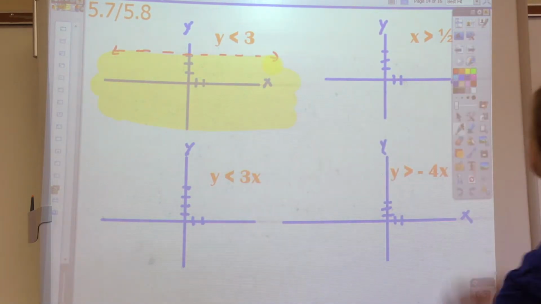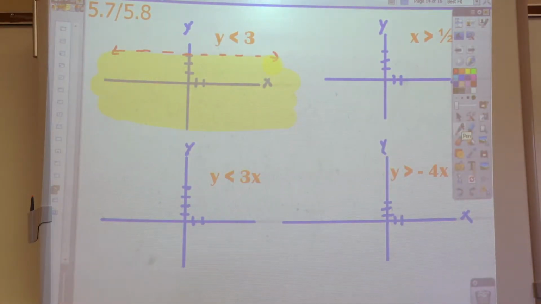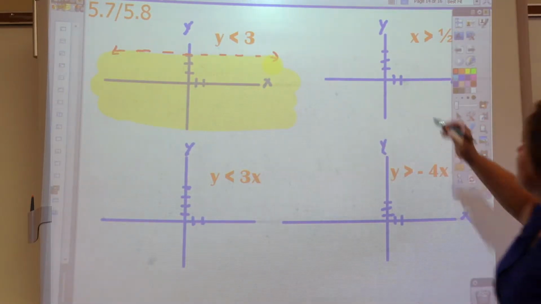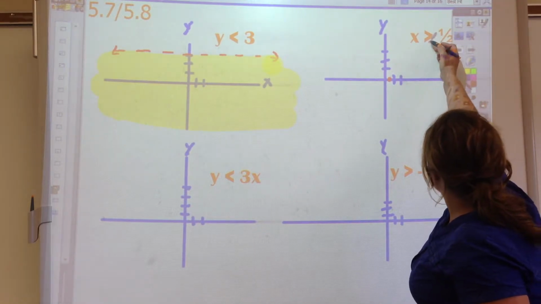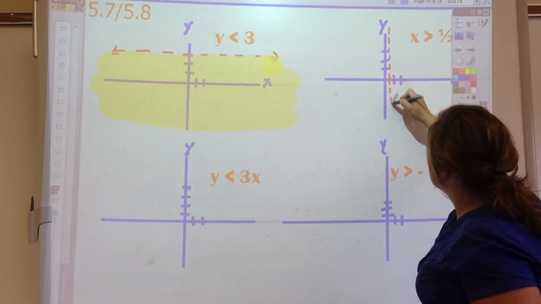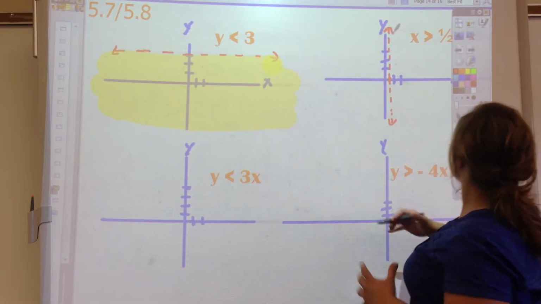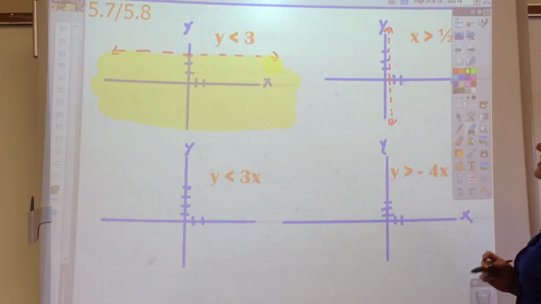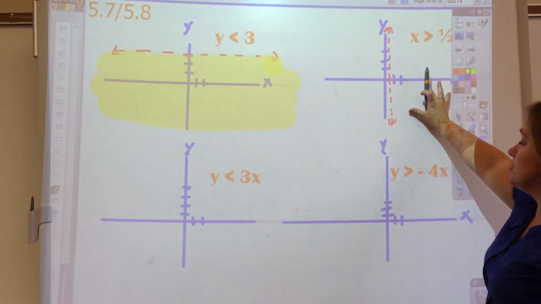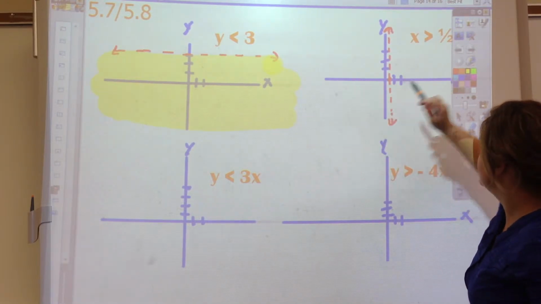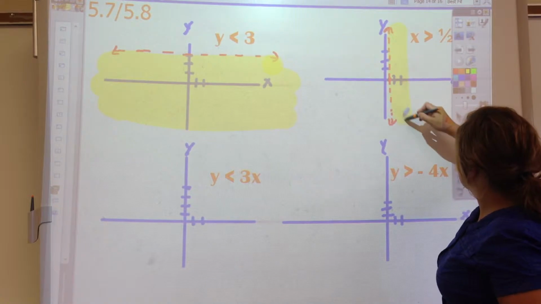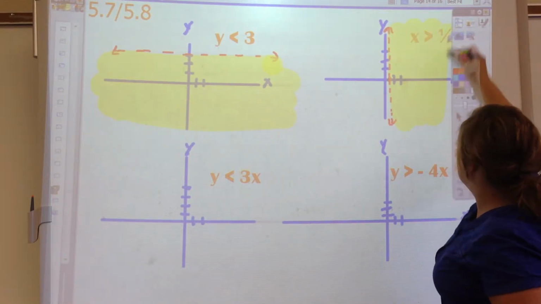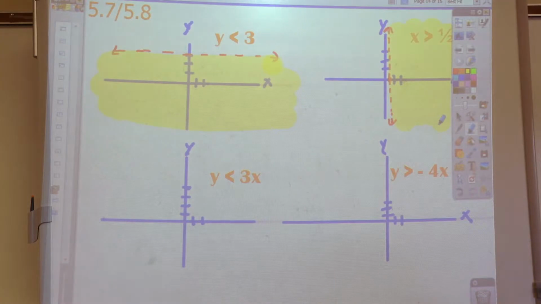All right, how about x is greater than 1/2? Hopefully you remember that x equals is a vertical line. It's again not equal to it, so my line will be dashed. And I want everything greater than that line. So where is x greater than this line? To the right or to the left? Hopefully you'll agree with me that it's greater than it to the right. And that's my solution. Now let's take it up a notch and look at more linear equations with both variables.